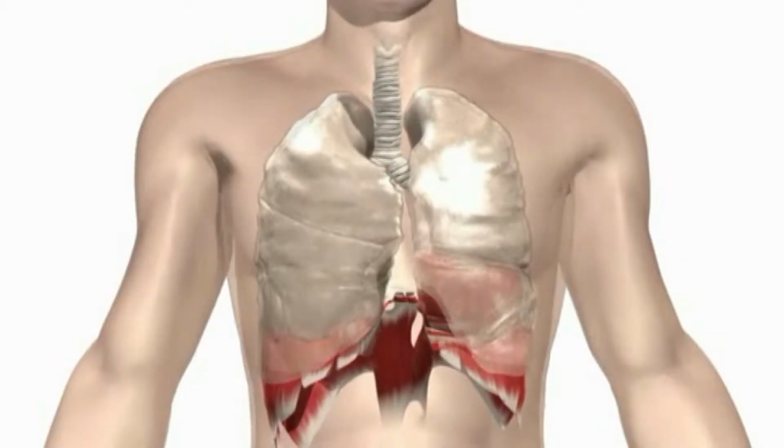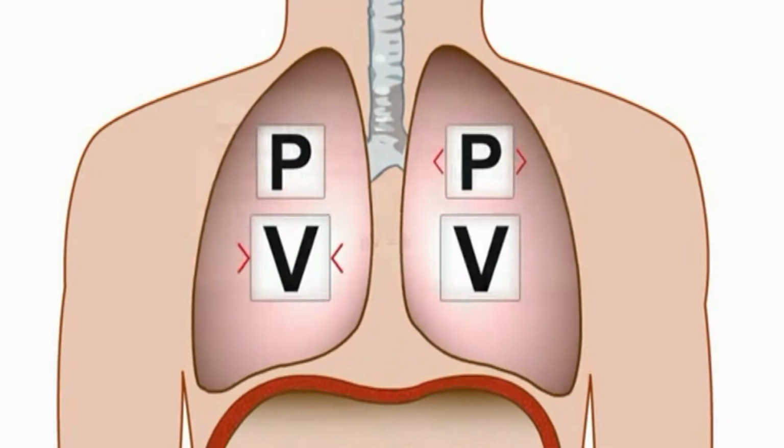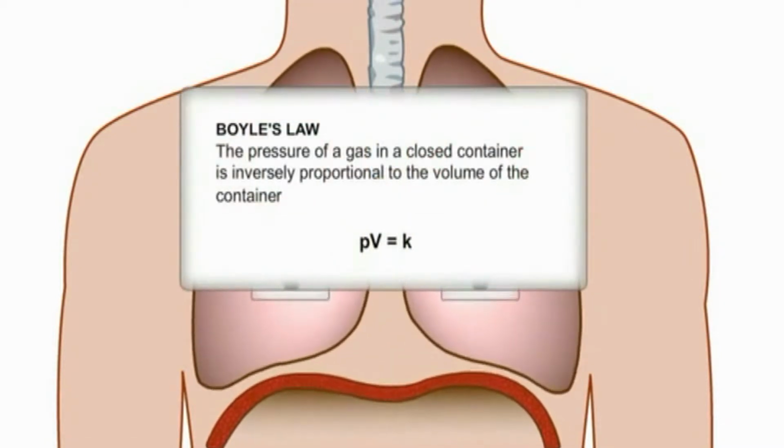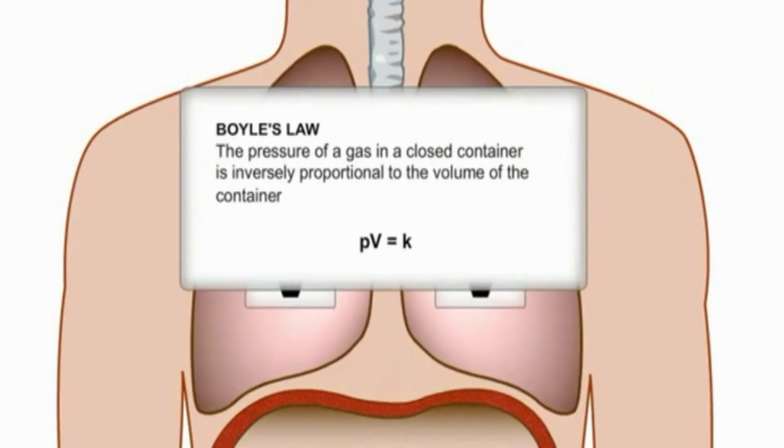To understand Boyle's law, you need to understand the relationship between pressure and volume. This is explained through Boyle's law. The pressure of a gas in a closed container is inversely proportional to the volume of the container.